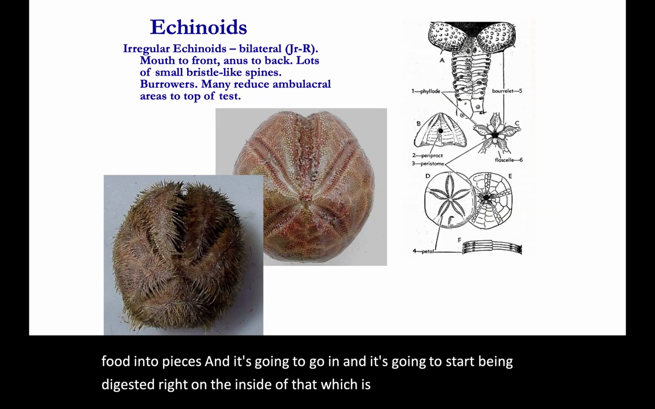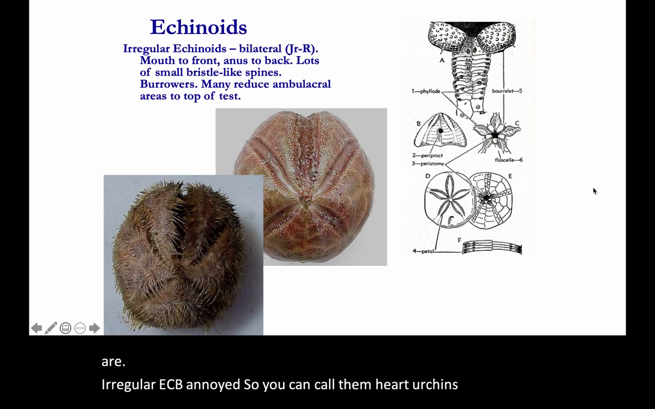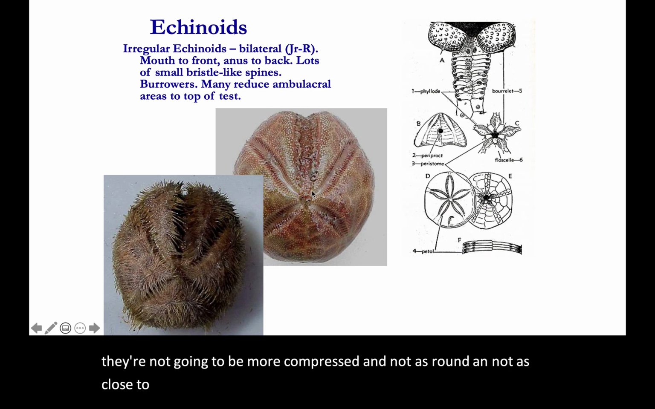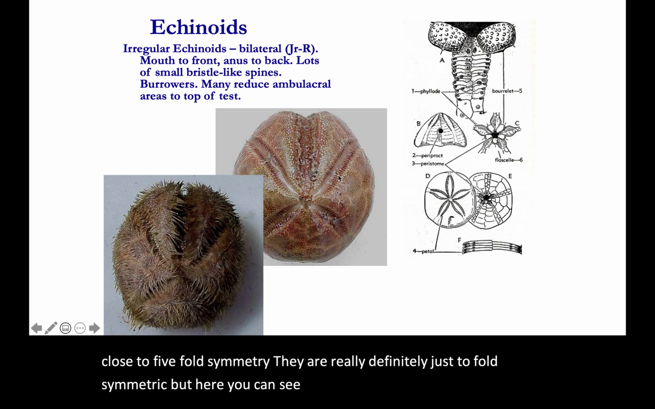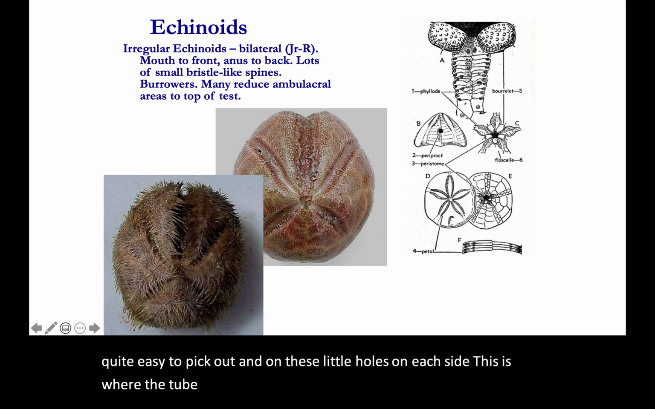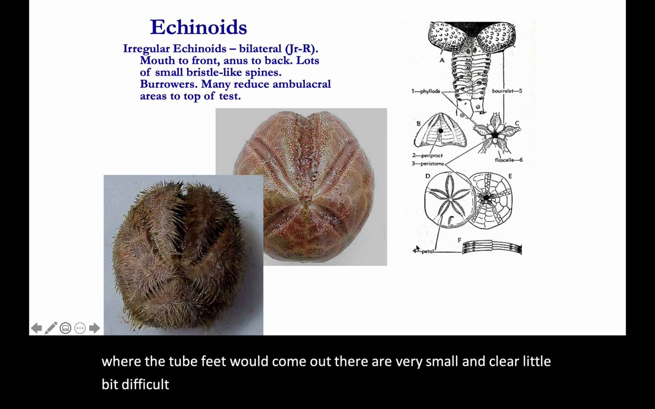So these are irregular echinoids, or you can call them heart urchins. They are going to be more compressed and not as round and not as close to 5-fold symmetry. They are really definitely just 2-fold symmetric. But here you can see the ambulacral grooves, and they're quite easy to pick out. And on these little holes on each side, this is where the tube feet would come out. They're very small and clear, a little bit difficult to see.